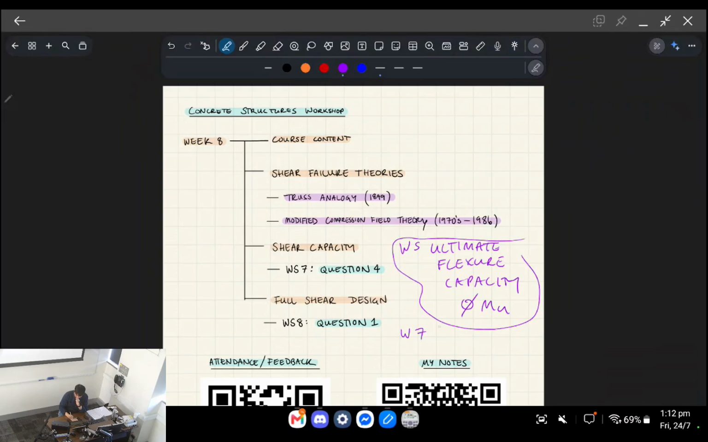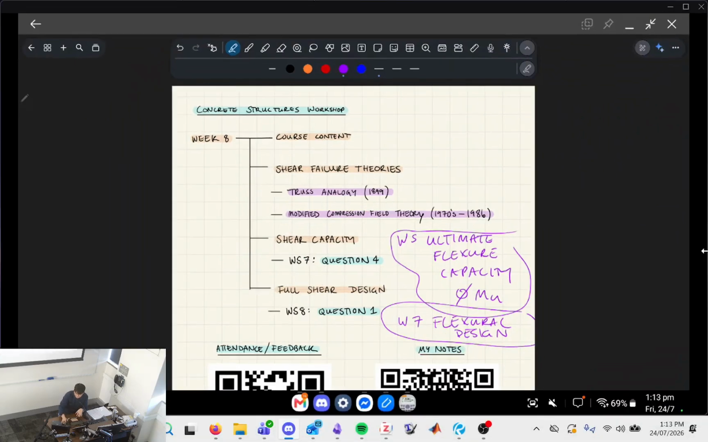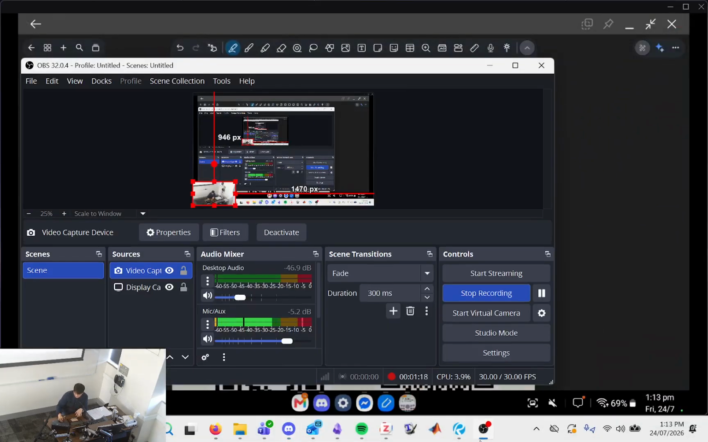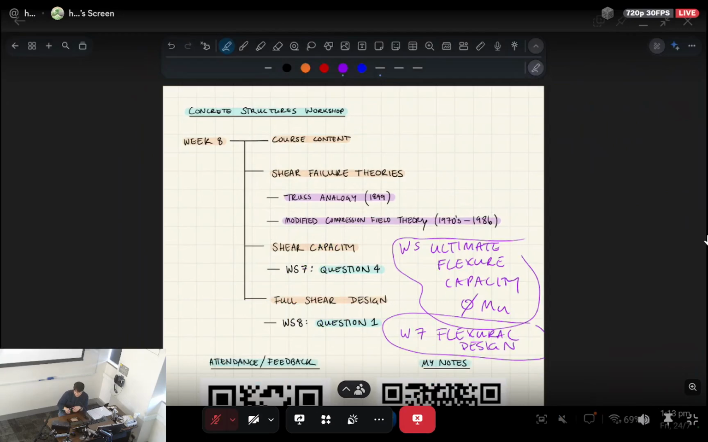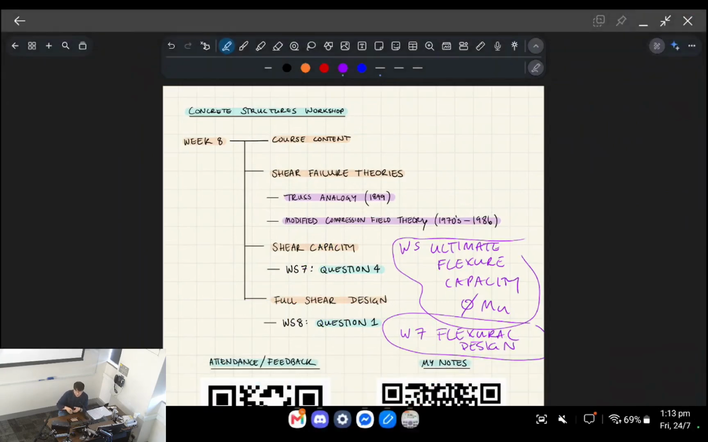In week 7, we did flexural design. And in flexural design, you might remember it was a lot more of an iterative process. In other words, we didn't know the size of the beam that we were designing, and we didn't know the amount of reinforcement that was going into it. So there were multiple moving parts as we were doing the question, right?